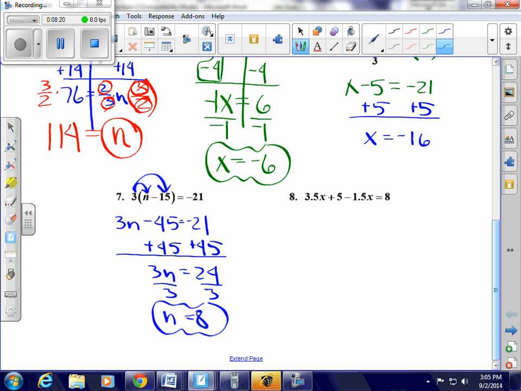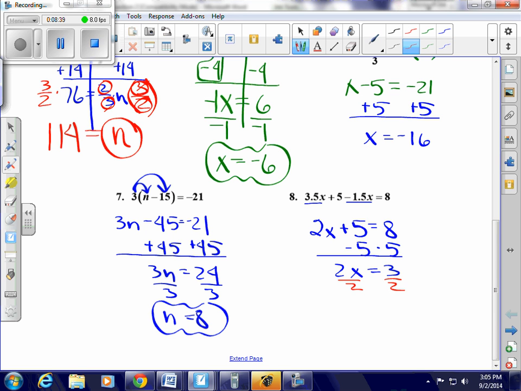Number 8, combine like terms. 3.5x minus 1.5x is 2x. Bring down the plus 5 equals 8. Subtracting 5 from both sides, 2x equals 3. Divide both sides by 2, leave it in fraction form. x is equal to 3/2.